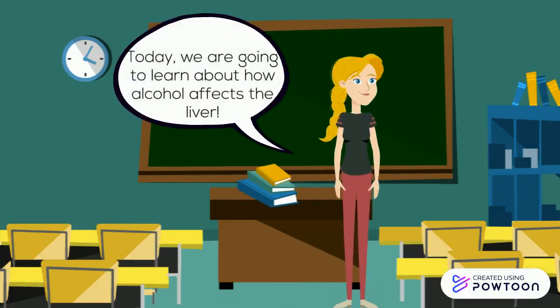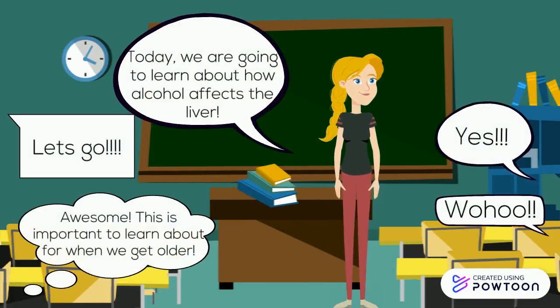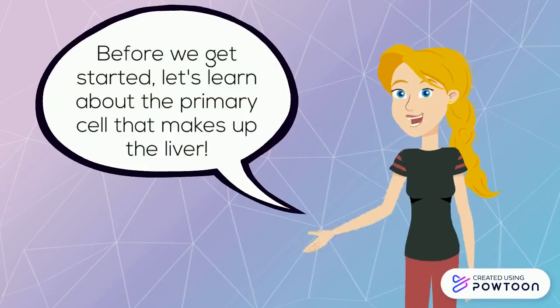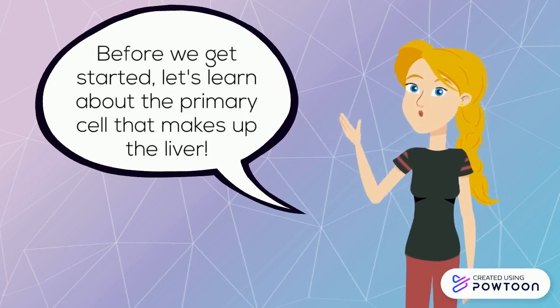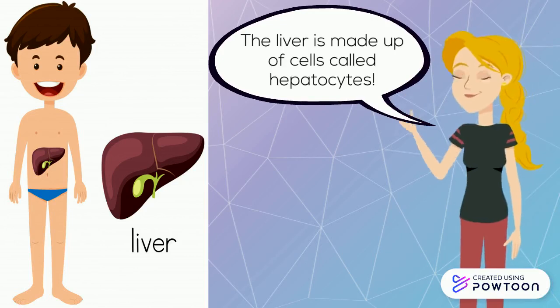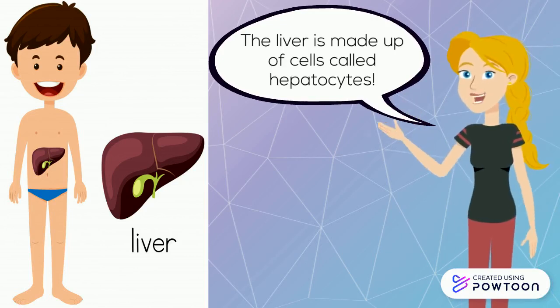Today we are going to learn about how alcohol affects the liver. Before we get started, let's learn about the primary cell that makes up the liver. The liver is made up of cells called hepatocytes.